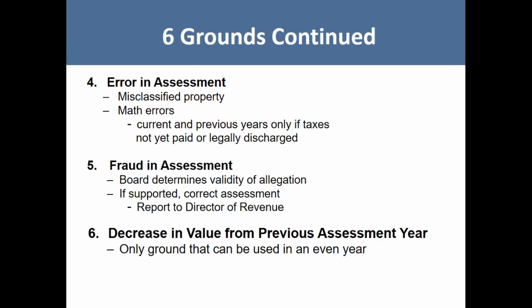Number 5, there was fraud in the assessment, and number 6 is there was a decrease in value from the previous assessment year. And in even years, the only ground that can be reviewed with the Board of Review is if someone says there's been a decrease in value from previous assessment years. I had someone call me recently to talk about the fact that there had been a fire in their property, and we talked about this as one of the grounds for that discussion. So those are the grounds for protests.